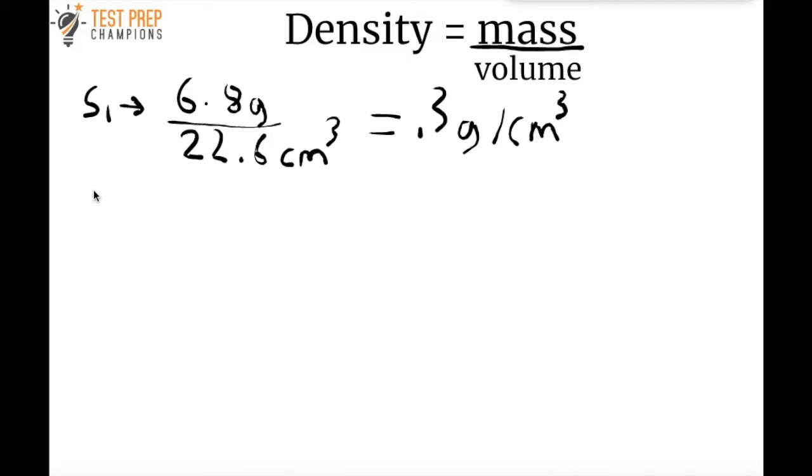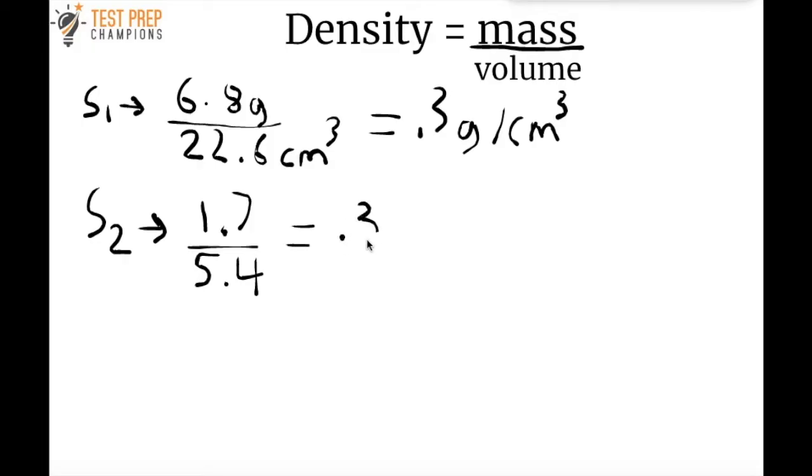So that's for sample 1, so let's do sample 2. Again, for sample 2, we have to look back at that chart and know that the mass is 1.7. I'm just pulling that mass from the chart. It's 1.7 grams, and I'm not going to write the units for each calculation like I did for the first one. So we've got 1.7 grams, and for sample 2, the volume is 5.4. Again, we just do a division. 1.7 divided by 5.4. After you do that, you should get about 0.31, and we can round that to 0.315, something like that.